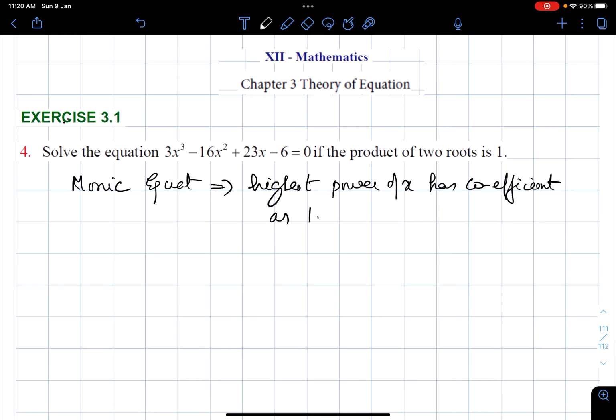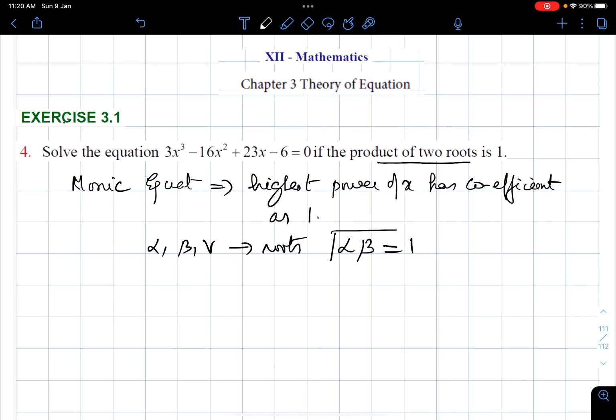Today we are going to see in exercise 3.1 sum number 4: solve the equation 3x^3 - 16x^2 + 23x - 6 = 0 if the product of two roots is 1. So they have given a condition for us. For the cubic equation, let alpha, beta and gamma be the roots, and our condition is the product of two roots, so alpha into beta equal to 1. This condition we are going to use in the problem, okay.